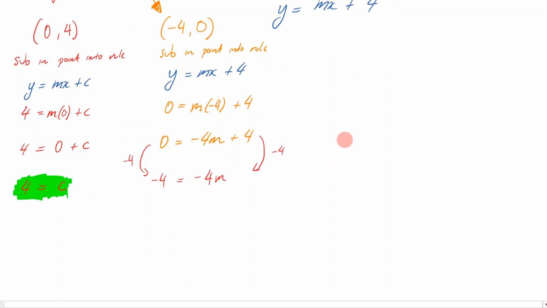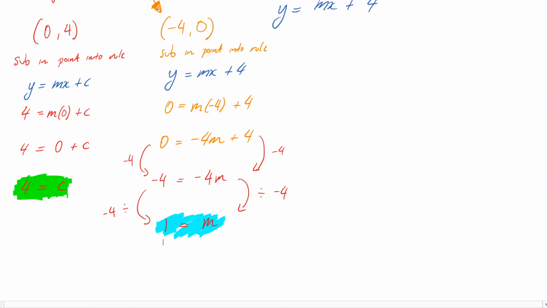And then I need to get 4m by itself. So that means I'm going to have to divide by -4. And that means I'm going to get, what's -4 divided by -4? It's 1. What's -4m divided by -4? It's just m. And remember, that was the whole point. We wanted to find out what m is by itself. And now we know what m is by itself. M is equal to 1.